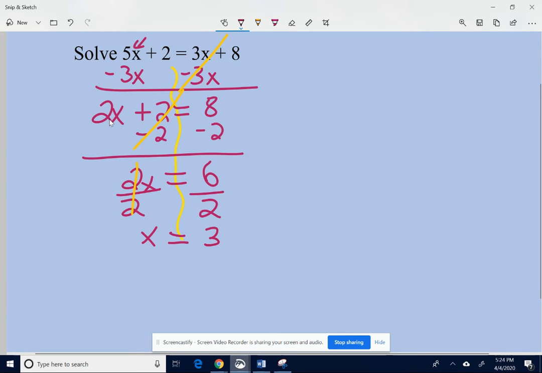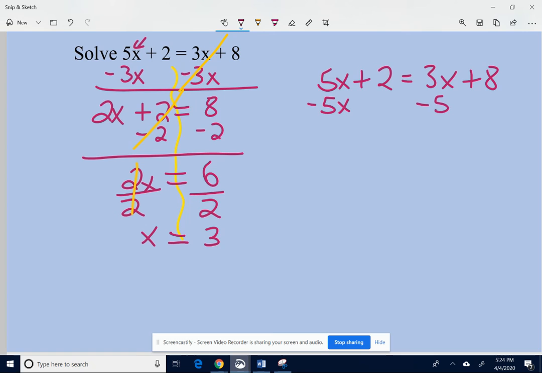You do not need to do that. I'm going to show you real quick that it wouldn't matter, but I know that most kids would prefer to avoid negatives. So let's say you wanted to get rid of the added 5x by subtracting 5x from each side. When I do that, I'm left with 2 on the left, and 3x minus 5x on the right. Think of that as 3x plus a negative 5x. That's negative 2x. So we have 2 equals negative 2x plus 8.